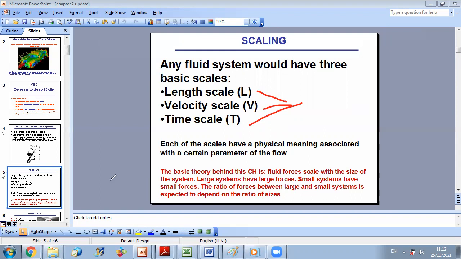So the basic theory behind this chapter is that fluid forces scale with the size of the system. So if you have, for example, a large system, you expect to have large forces on it. If you have smaller systems, the forces will be smaller. But if you do the ratio, you will get similar ratios. Okay, so the ratio of forces between large and small systems is expected to depend on the ratio of sizes. So you can relate the ratio of forces to the ratio of sizes, and then you will be able to extrapolate results on small scales to results on bigger scales. Okay.